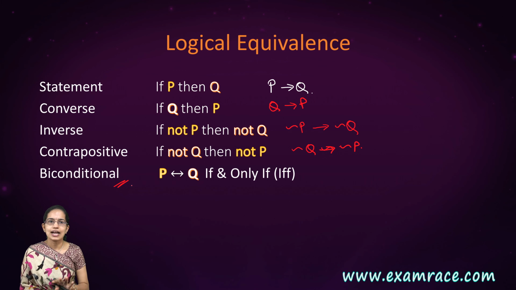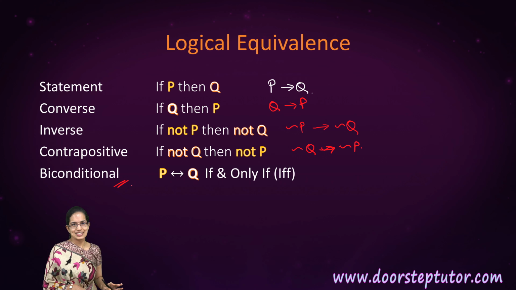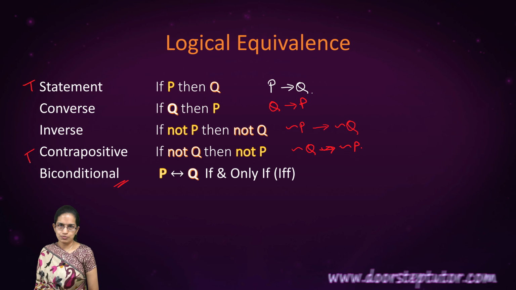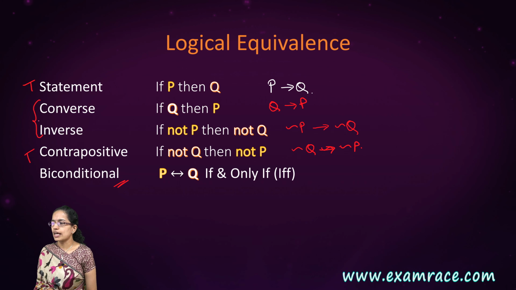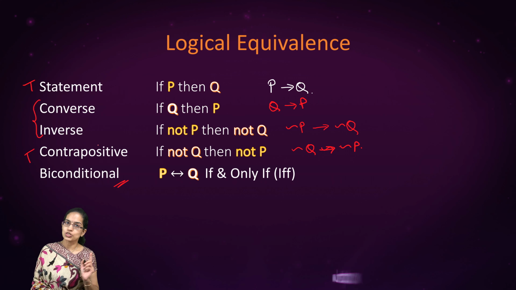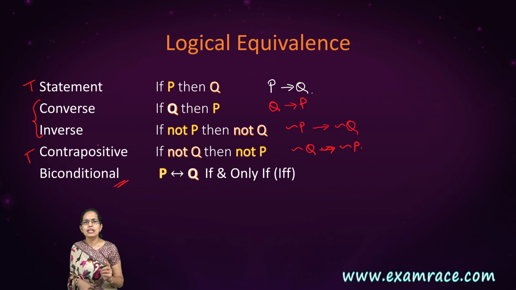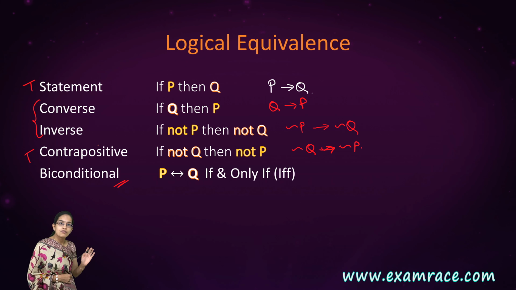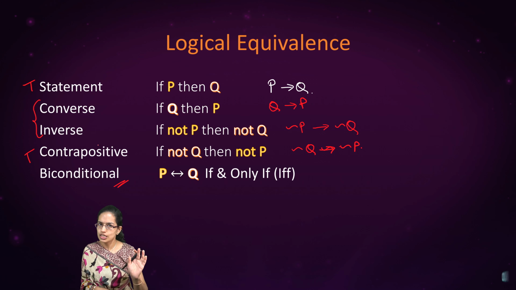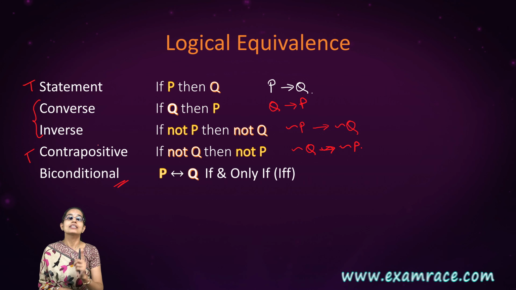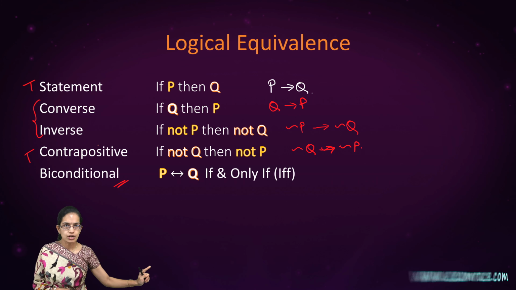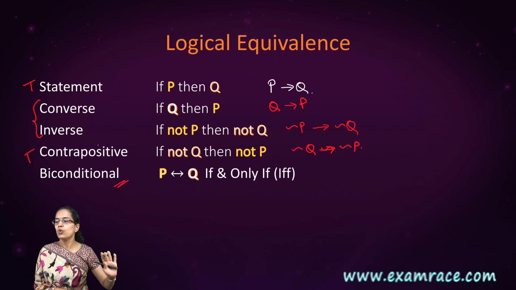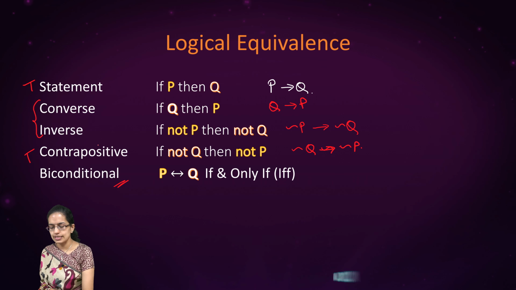But the basic idea before we begin is, if my statement is true, then my contrapositive would be true, and when the converse is true, my inverse would be true. That is a very fundamental aspect that you have to remember before we go further, and this is known as logical equivalence. The statement is logically equivalent to the contrapositive, and the converse is logically equivalent to the inverse. How? Let's understand that in a while.